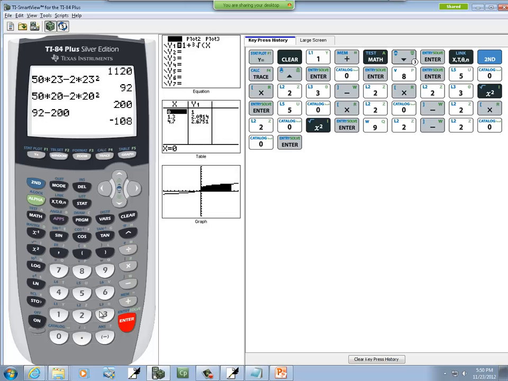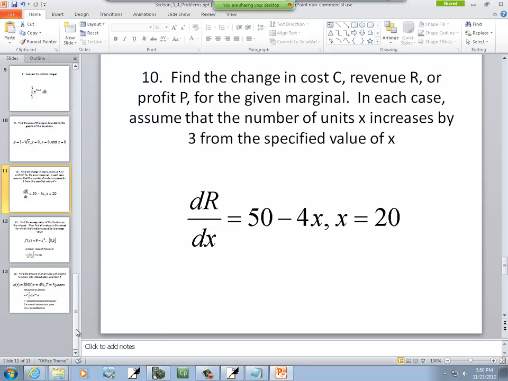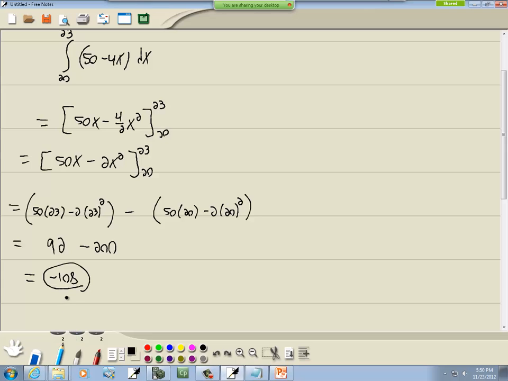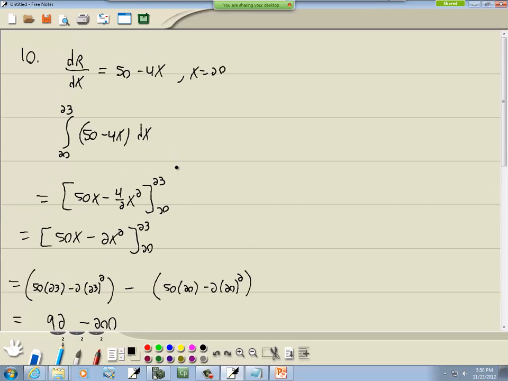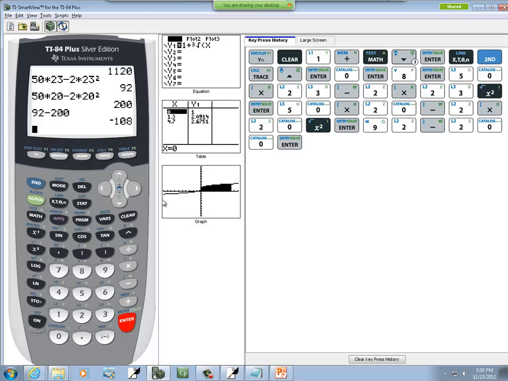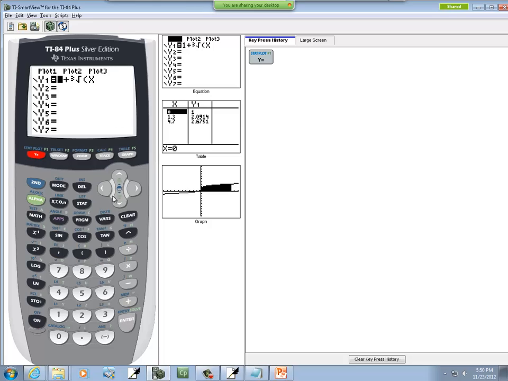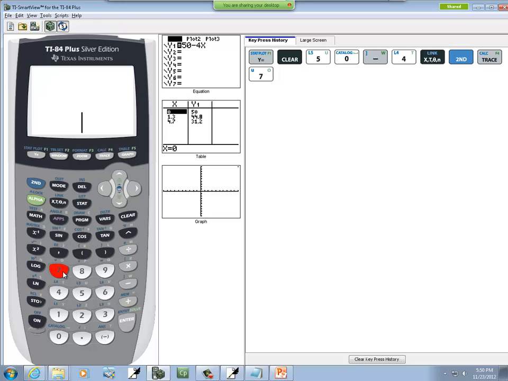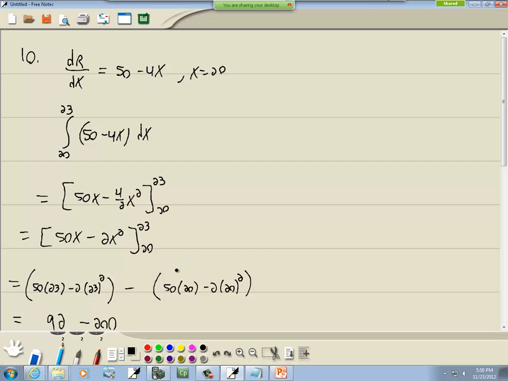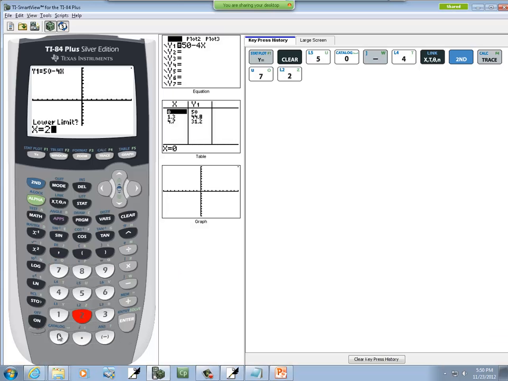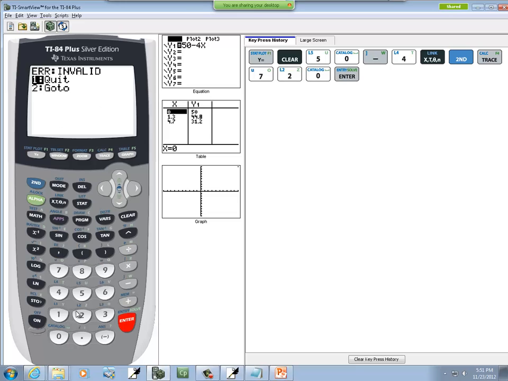That being dollars, but that's assuming I typed all that incorrectly. Let's actually type in our initial one and see. I'll press my y equals, clear, 50 minus 4x, second trace, choose our seventh one. This will go from 20 to 23. So 20 enter, 23 enter.